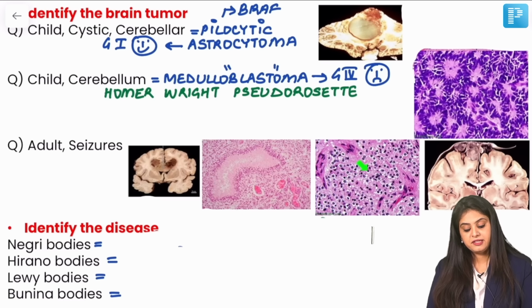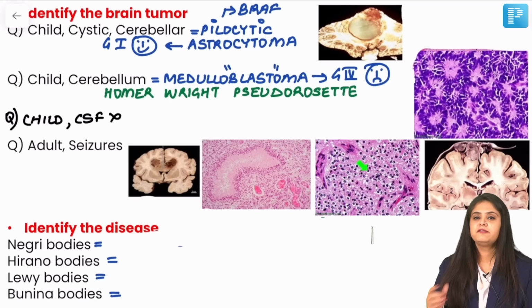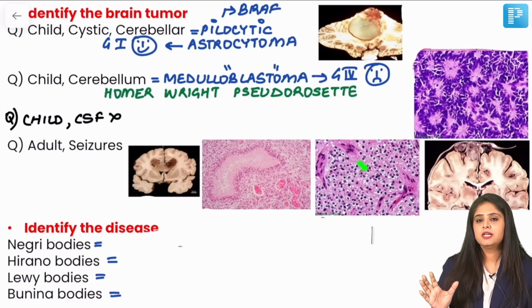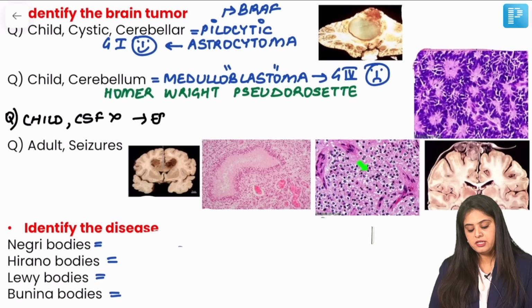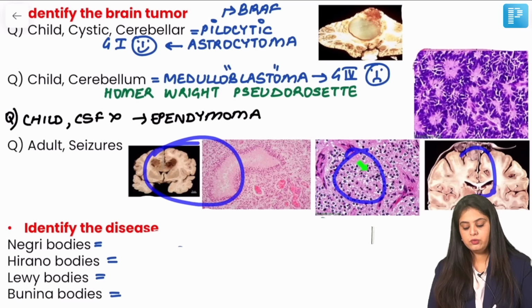But anyway, having said that, what if they give you a situation in which there is a child and now there is a problem in the CSF flow? You will say CSF flow is to do with the ventricles of the brain. What is the lining of the ventricles? Ependymal cells. So then what is the brain tumor that you will be thinking of? That is ependymoma.